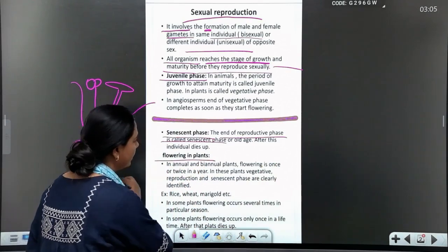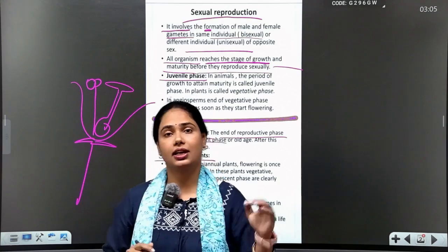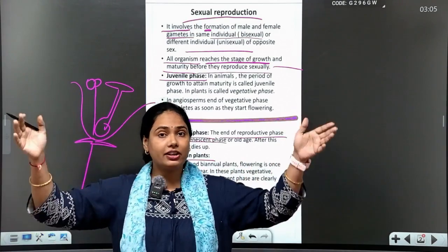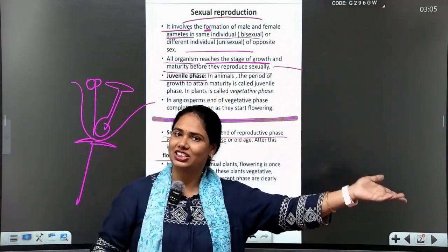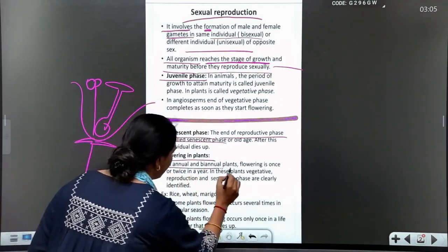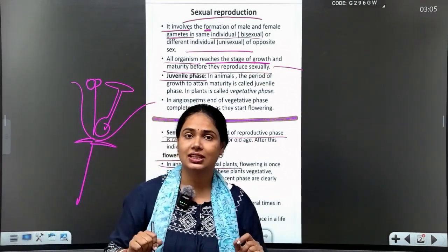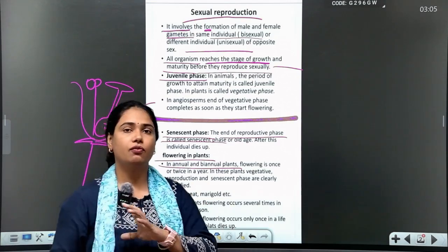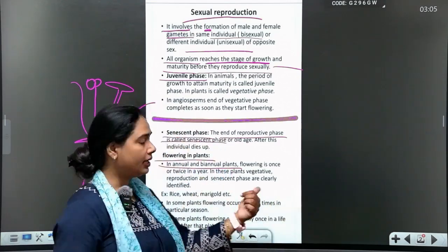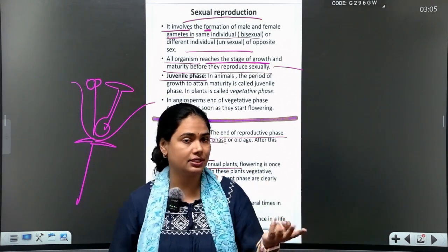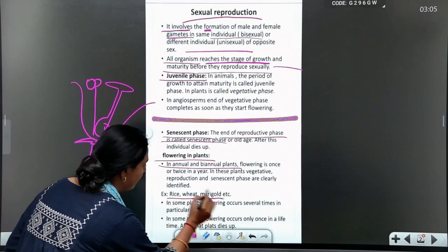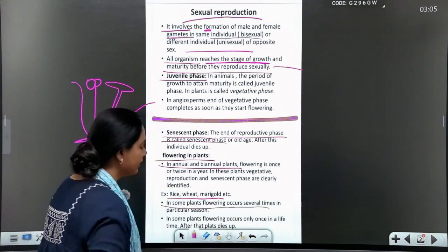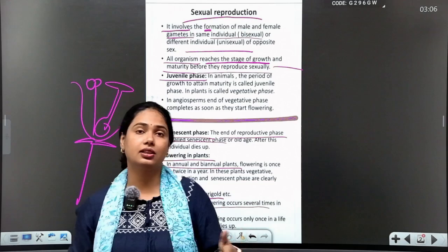Now, flowering in plants. There are some terms in biology we have to study before the events of pre-fertilization, fertilization and post-fertilization, students. Annual and biannual plants are of two types. Annual plants flower once a year and biannual plants flower twice a year. Rice, wheat and marigold are examples of these plants. In some plants, flowering occurs several times, season to season, in different seasons.